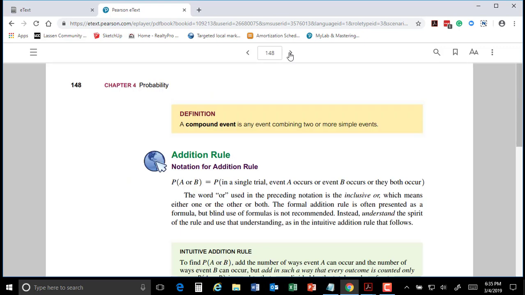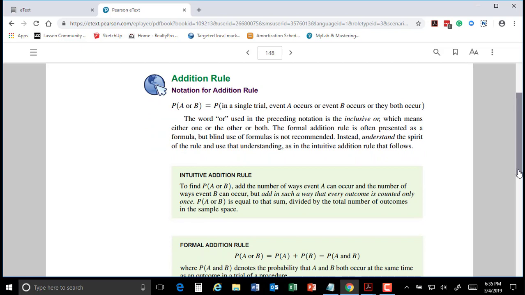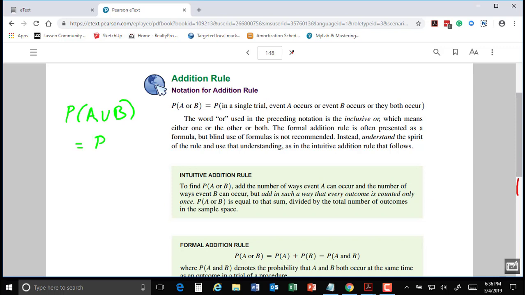Okay, now, here are the rules I was referring to. This is the notation for the addition rule of two events occurring. The probability of A, now this is OR. Logically, the symbol for OR is this upside down kind of U. We say A or B. And that is going to be equal to the probability of A plus the probability of B, yes? And just in case, minus the probability of the intersection, A and B.